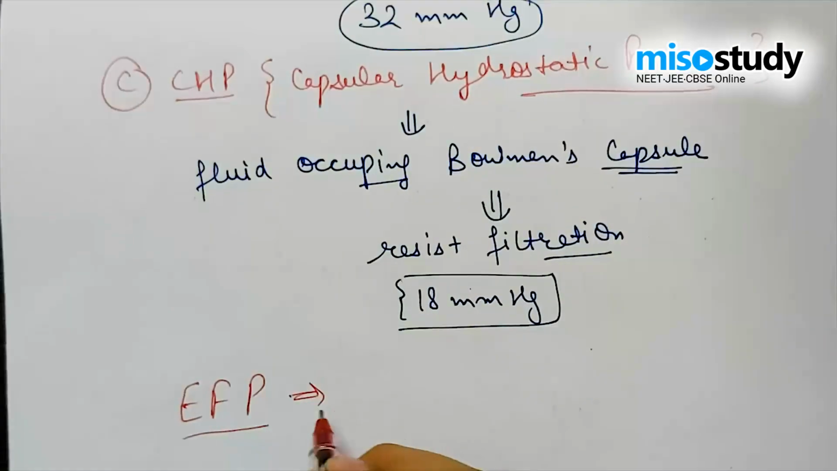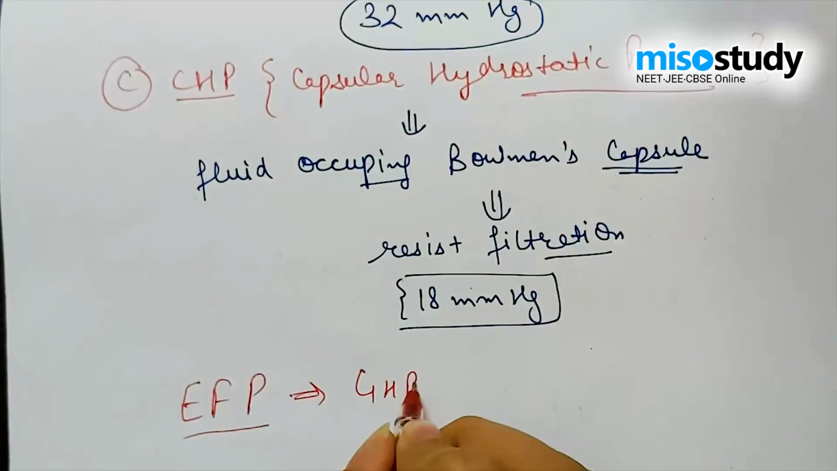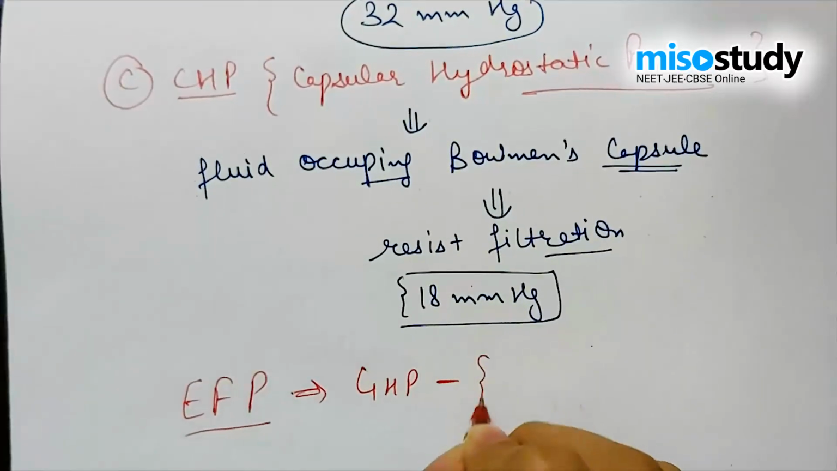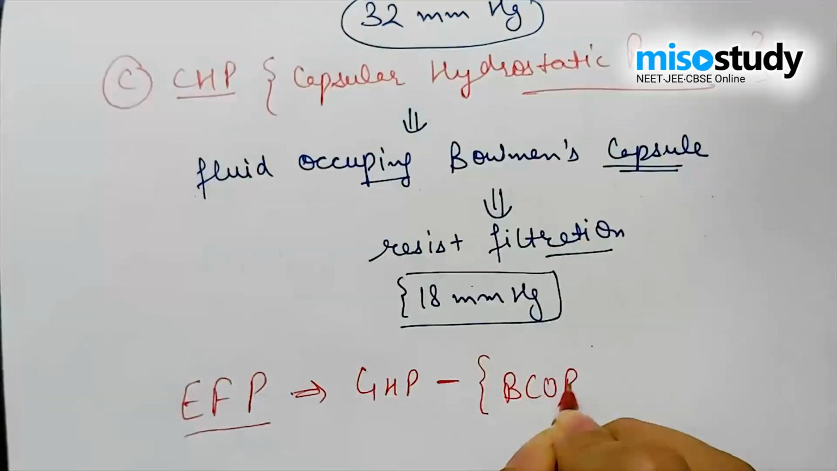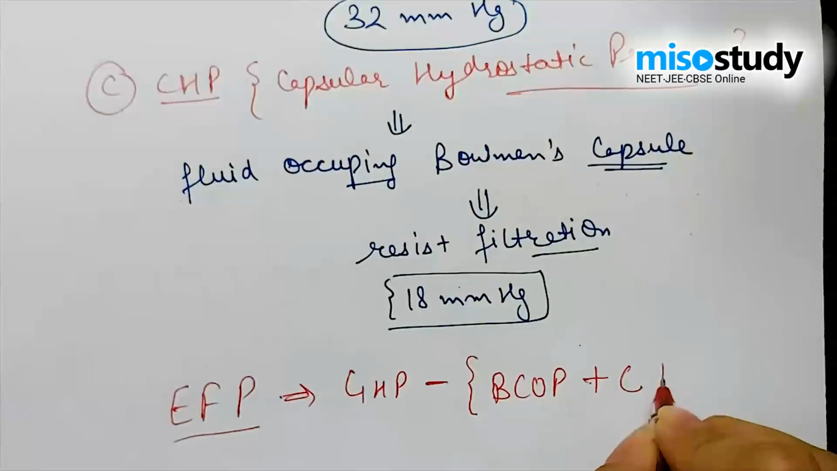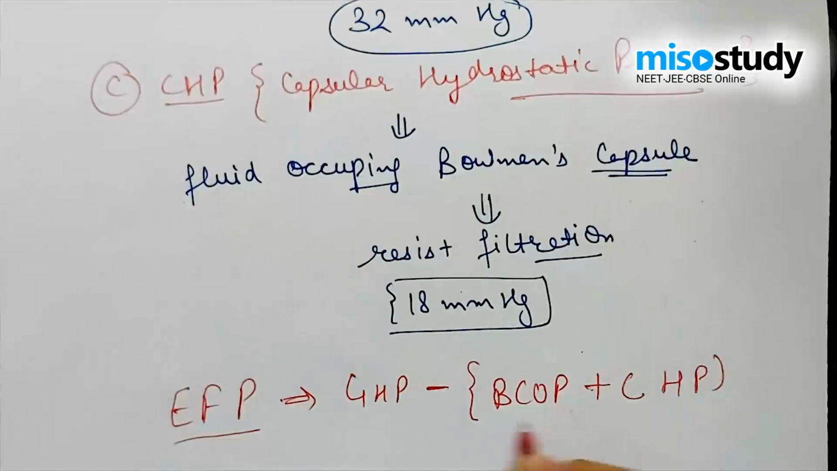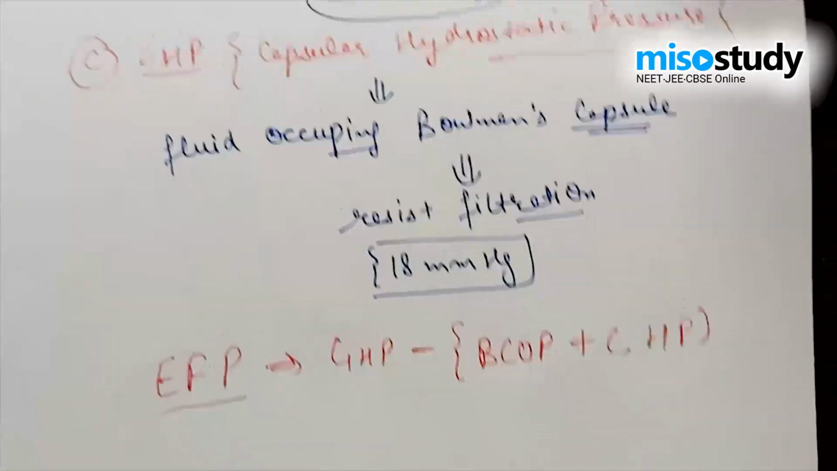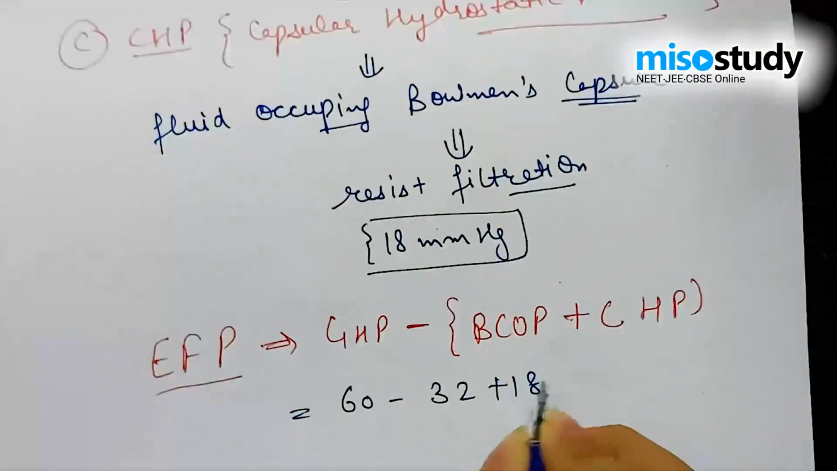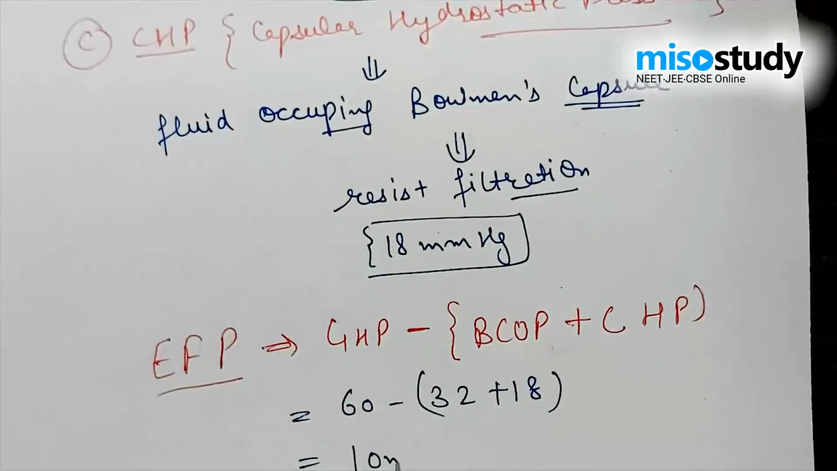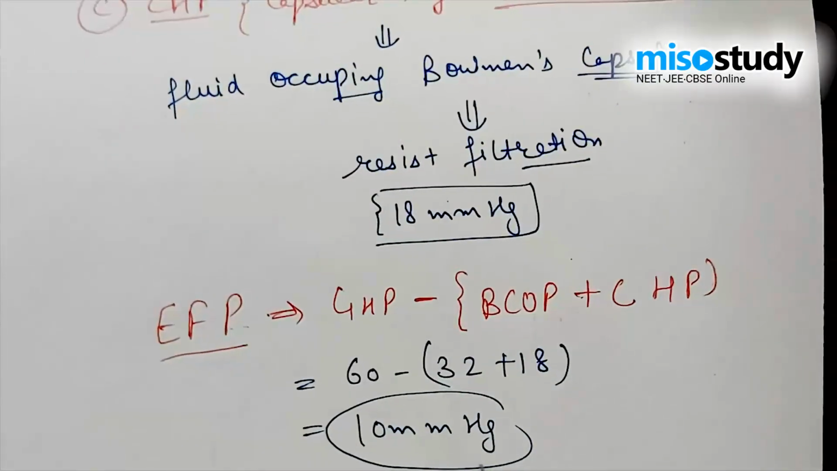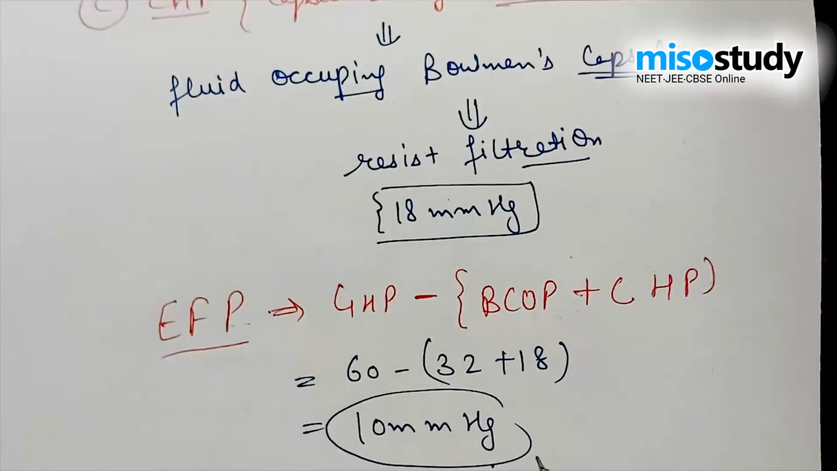So the EFP, the effective filtration pressure, as we discussed earlier, is the GHP, the glomerular hydrostatic pressure, minus the BCOP, the blood colloid osmotic pressure, and minus the CHP, the capsular hydrostatic pressure. When we calculate the value, it comes to 10 mmHg. So EFP is calculated as 10 mmHg.